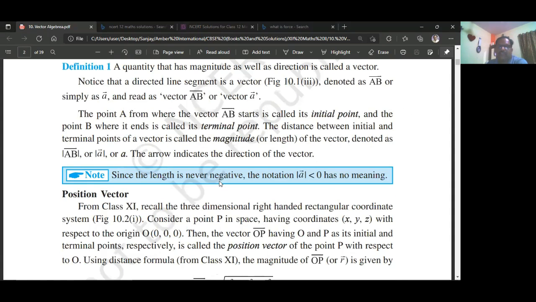A vector needs the two terms known as magnitude and direction, without which the vector cannot be defined. If any one of these two terms is not defined, that quantity will not be a vector quantity, right? The magnitude of a vector is denoted by the mod sign, mod of vector AB bar, or simply you can denote it as A only. That A itself indicates the length of the segment AB, the length of that vector AB bar, right? The arrow indicates the direction, and it is from A to B in this example.